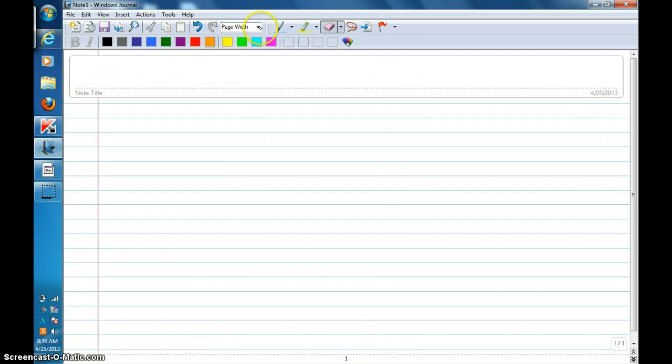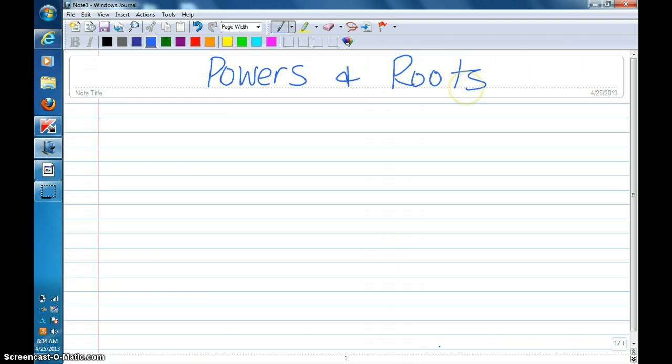What we're looking at today is powers and roots. You have already seen powers before, so that part will be a little bit of a review. Remember, you have your base and your exponent. This is a power, so remember that just means 7 times 7.